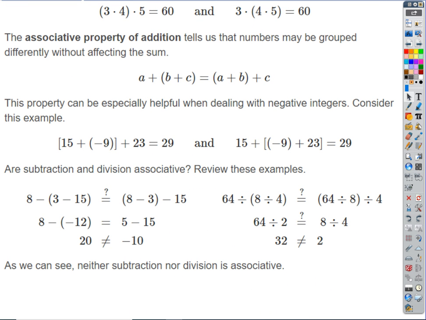As you might have guessed, though, and you probably already know, it doesn't work that way for subtraction, does it? 8 minus the quantity 3 minus 15 is different than the quantity 8 minus 3 minus 15. The way I group those gives me different results, and so we would say that numbers are not associative over subtraction or division, right? 64 divided by the quantity 8 divided by 4 is different than the quantity 64 divided by 8 divided by 4. You get different results, okay?